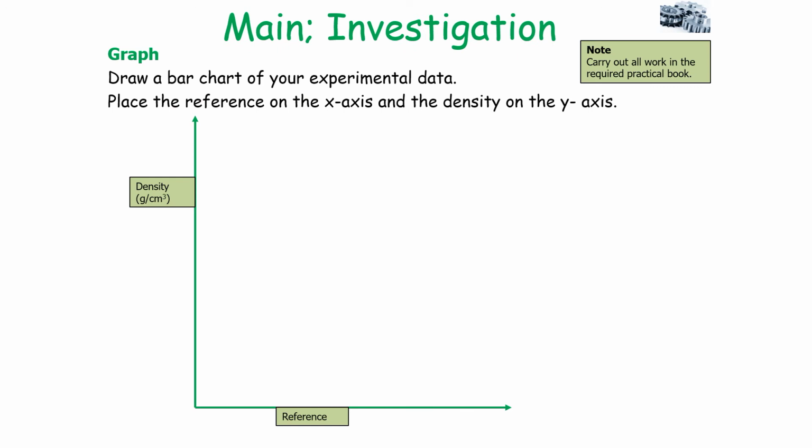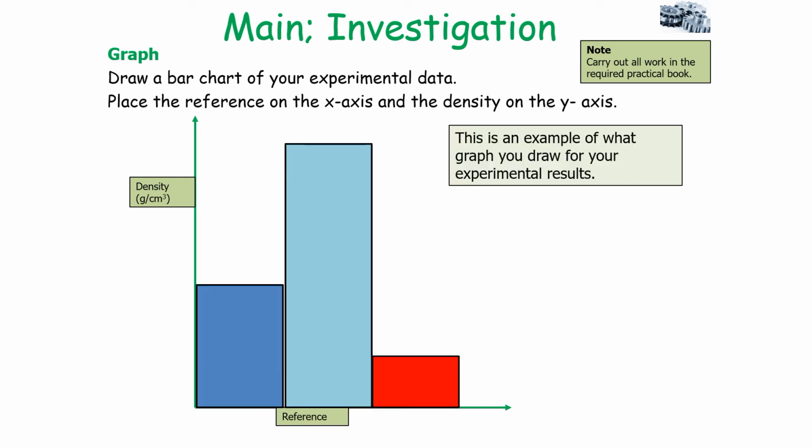You would then draw a bar chart of your experimental data and place the reference on the x-axis and the density on the y-axis, and then in theory you should get a graph or a bar chart for your experimental results as the following, and from this you can work out which material has the highest density.